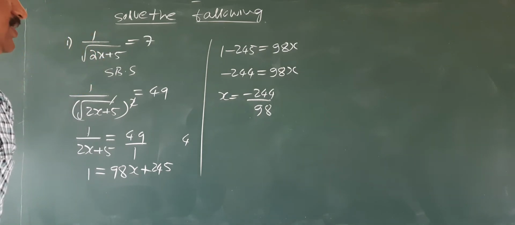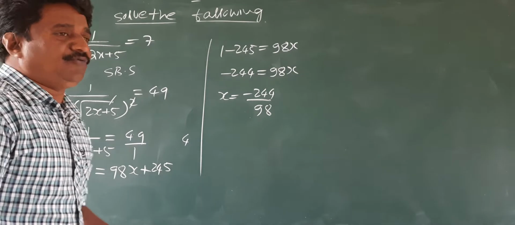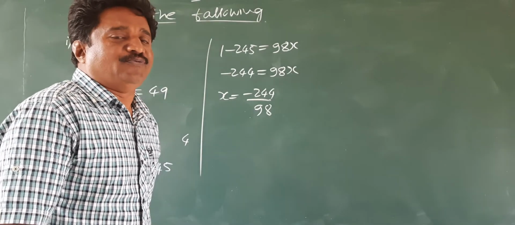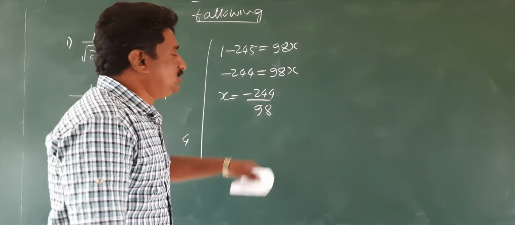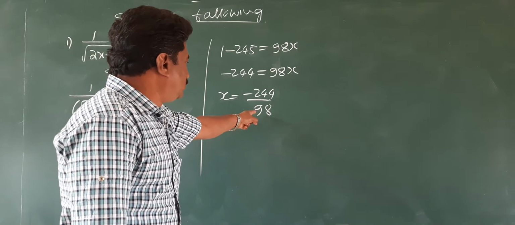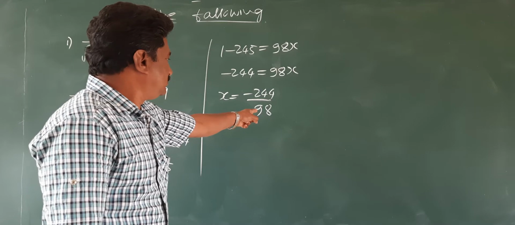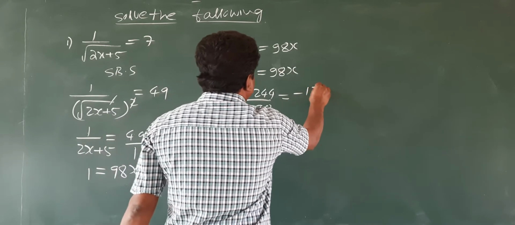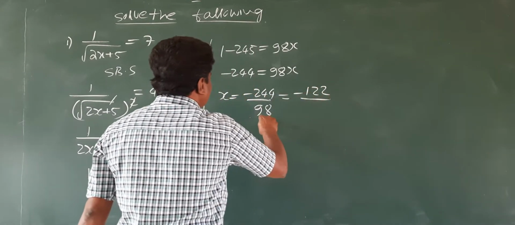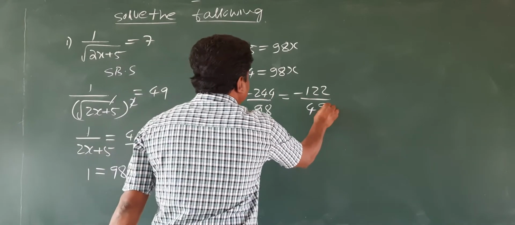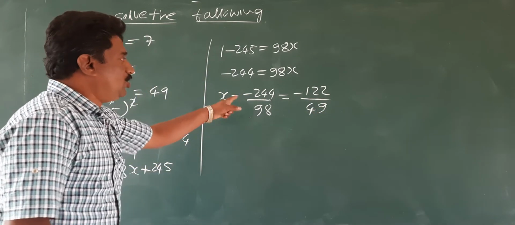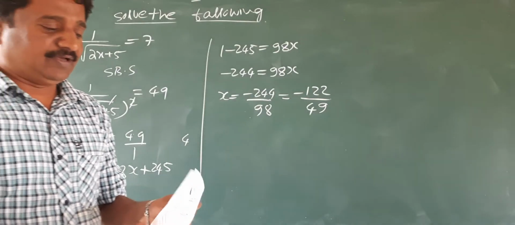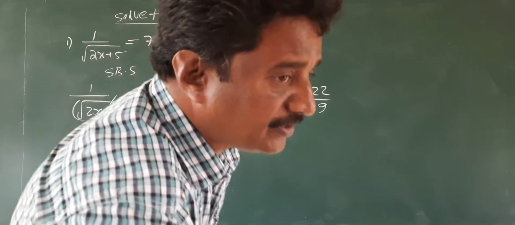I think we got the x value. You can think of dividing both numbers by 2. By 4 it is not possible, because we cannot divide the denominator by 4. Dividing by 2, minus 2 ones are 2, 2 2s are 4, 2 4s are 8, 2 9s are 18. How much is the x value, students? Minus 122 by 49.